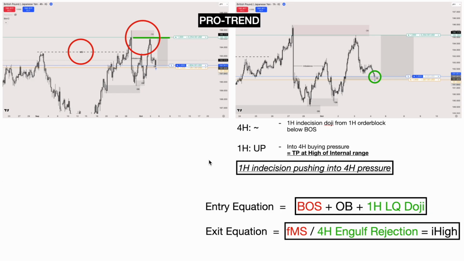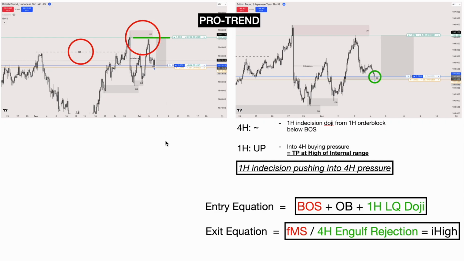Alright, so now we're looking at a pro trend. We've only got 2 time frames here because the 15-minute didn't show any clear reason to enter. So we have this order block that we marked where there's 1 hour indecision pushing into that 4 hour pressure, and we still have that institutional zone. It's a resistance now where it's testing the rejection that happened before, but we still have that market shift showing that there's bullish incentive. So we have that 1 hour indecision pushing into that 4 hour pressure, and our take profit is at the high of the internal range. So this is the resistance now.